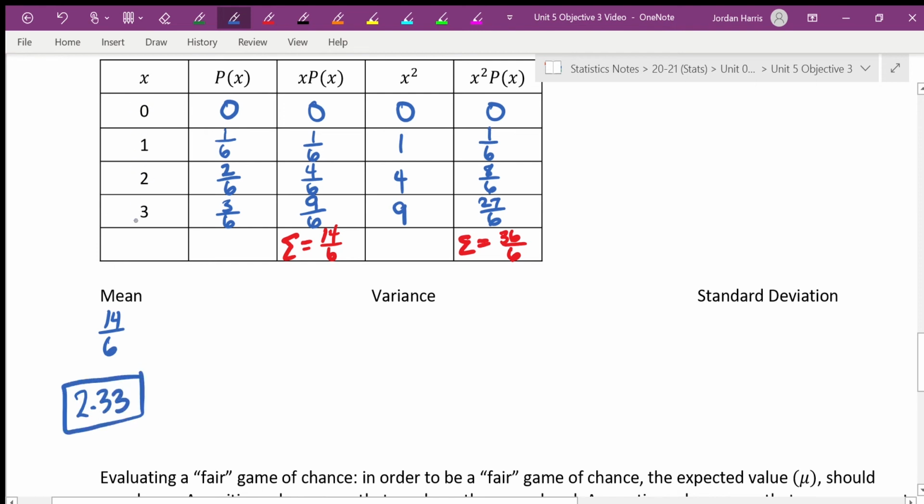Notice as we're getting bigger, the probability is also getting bigger. So that's why the average value that we are going to get out of this situation is in between the 2 and the 3. Okay, so it makes sense. Variance. This column, which is 36/6, minus the mean squared. So I'm just going to use the exact value here, just to make things a little easier. Type that into my calculator, and I get 0.56.